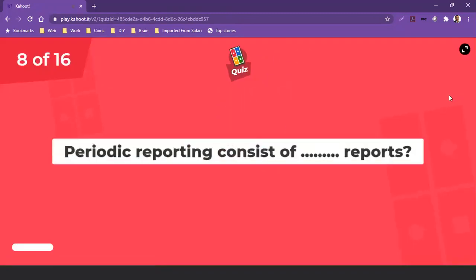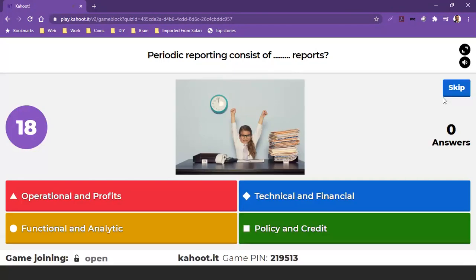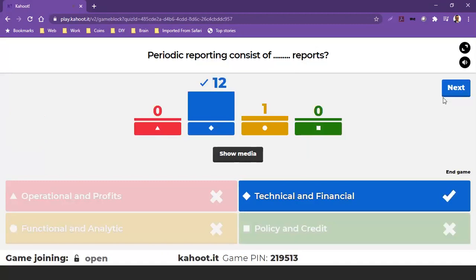Moving on. So periodic reporting consists of reports. What type of reports? Are they operational and profits? Are they technical and financial? Or are they functional and analytic, or policy and credit reports? So they are technical and financial. So the others are just words that I made up, which was more difficult than actually writing up the solution. So we always submit technical and financial reports for European funding. Moving on.